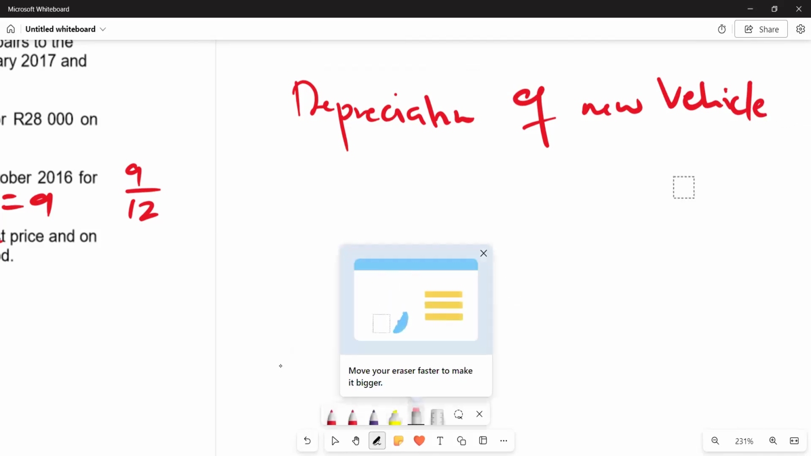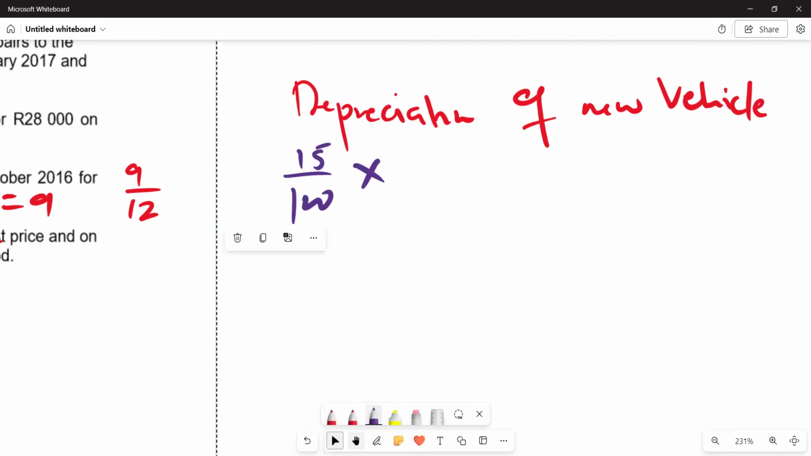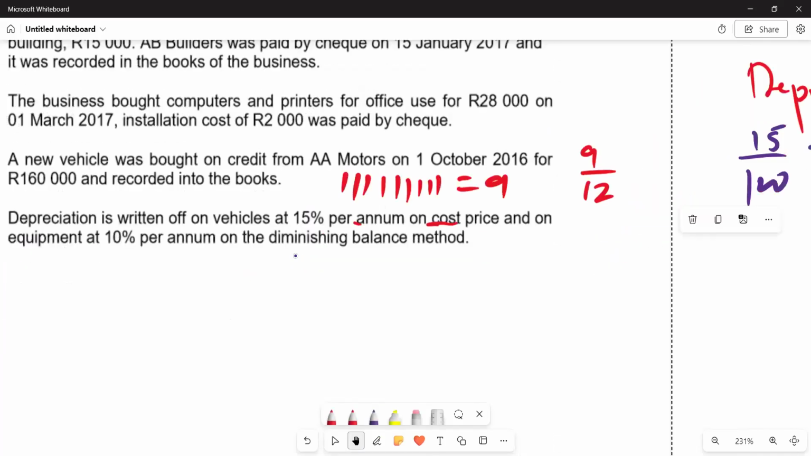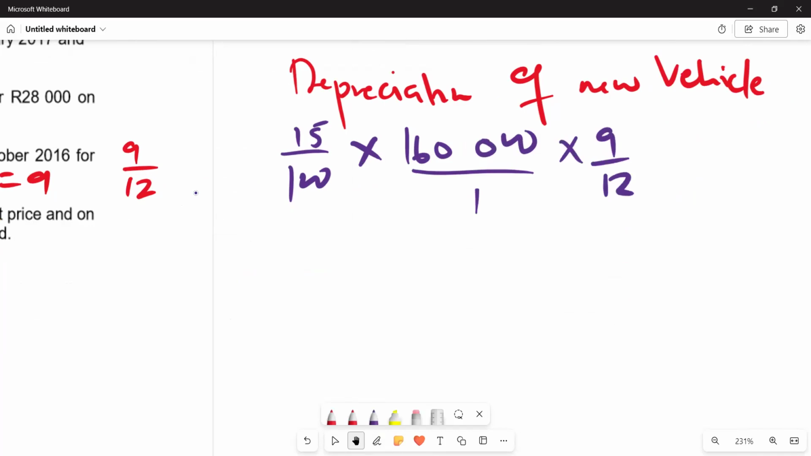So basically we are saying 15% is 15 over 100. We multiply by the cost of that new vehicle that was purchased: 15% multiplied by 160,000, then multiplied by 9 over 12. So here we are saying 15 over 100 times 160,000 over 1, then multiplied by 9 over 12, because this vehicle was in the business for 9 months.